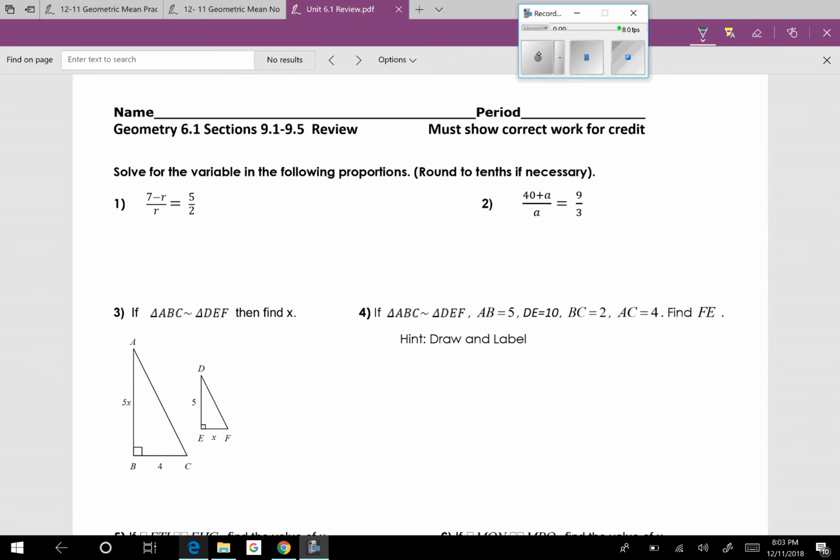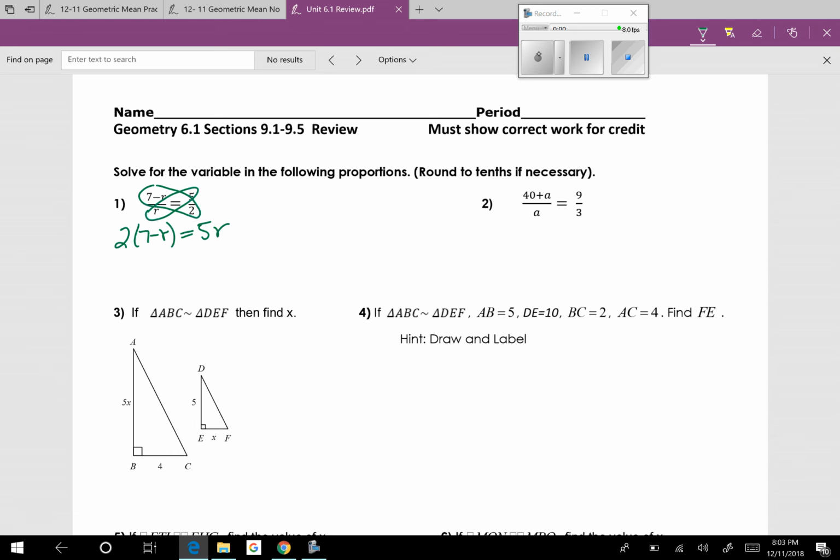So the first one, it says solve for the variable in the following proportions, round to the tenths if necessary. So what we've got to do, first we set up our cross products. So we have 2 times 7 minus r, and then we have 5 times r over here. So those are equal to each other.